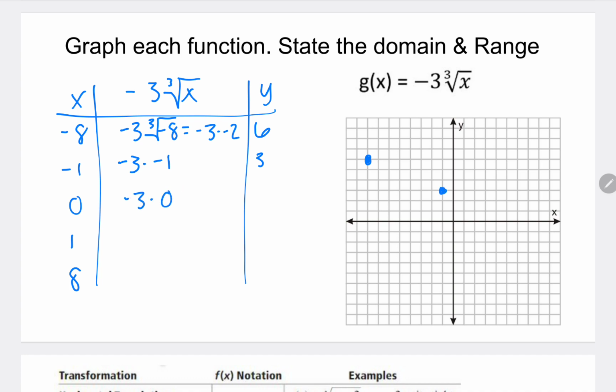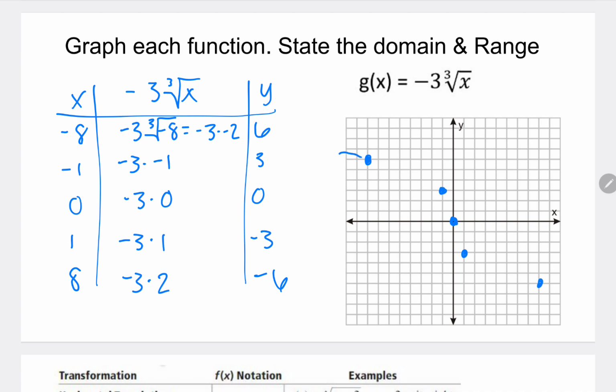-3 times the cube root of 0 is 0. -3 times the cube root of 1. And then -3 times the cube root of 8.